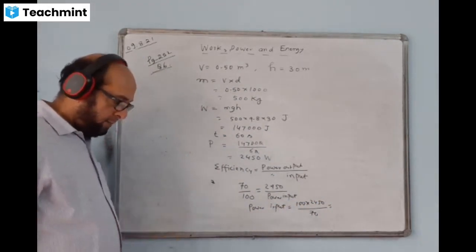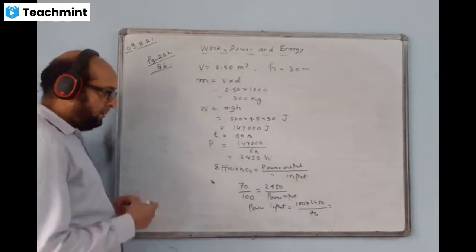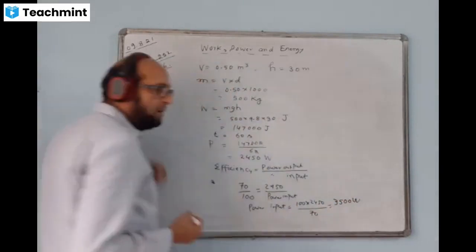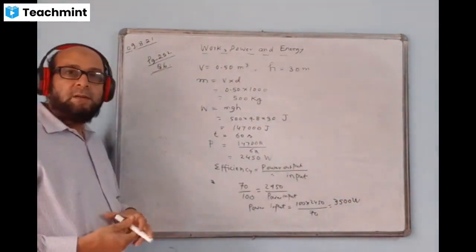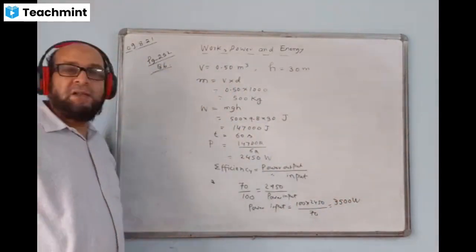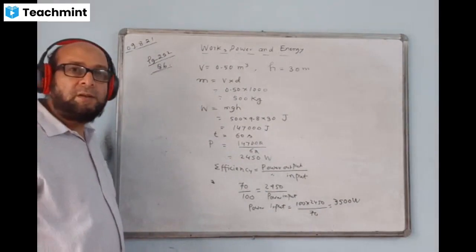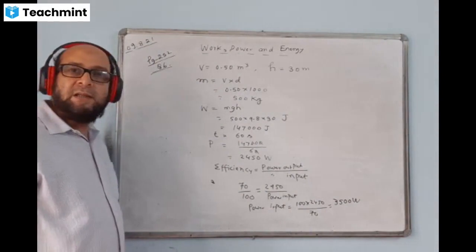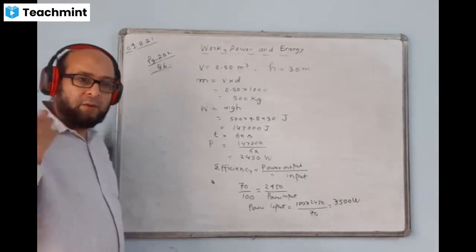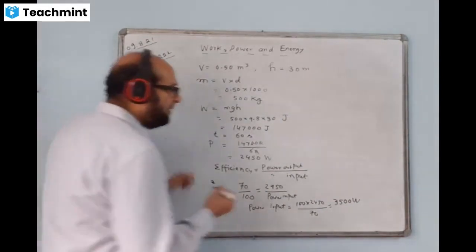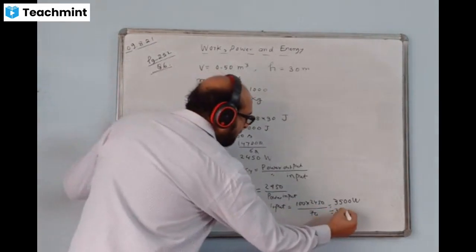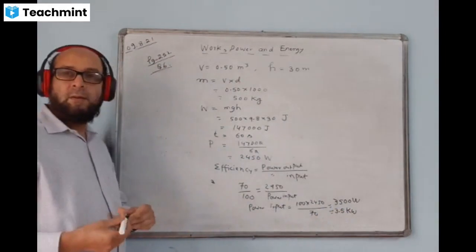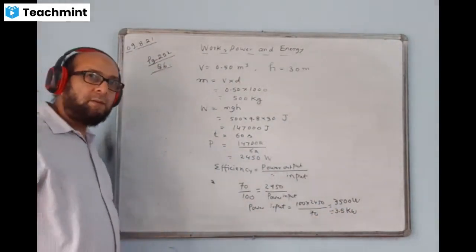What's the answer? Sir, 3500. Yeah, 3500 watts. That is it. If you want, we can convert it into kilowatts. Divide by 1000, the answer will come 3.5 kilowatts. But that is an optional step. If you want, then only change it. 3.5 kilowatts, that is the answer.